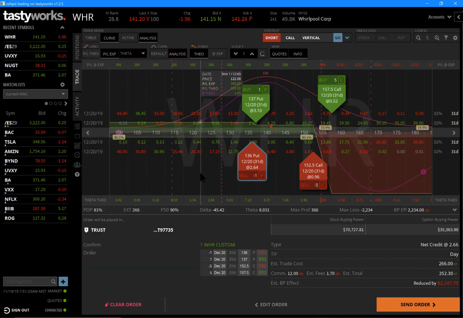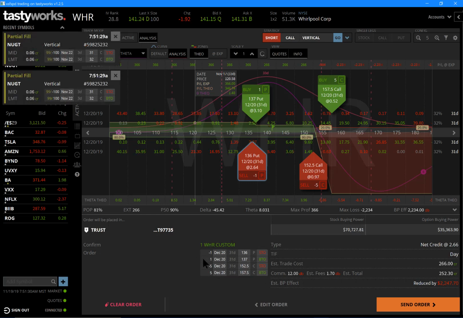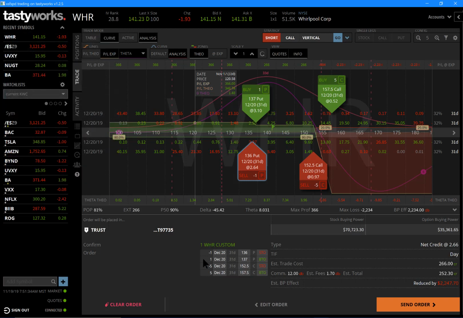And so again, this would be our trade right here, folks. I'll let you take a look at that for just a second. Once again, right here we are buying one of the December 20th put options, 137 strike price. And then we're going to be selling 5 contracts of a vertical call spread. We're selling the 152.50s. We're buying the 157.50s. And then last but not least, right here, we are capping our profits by selling the 136 put.